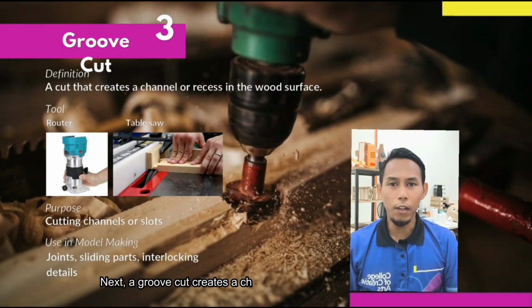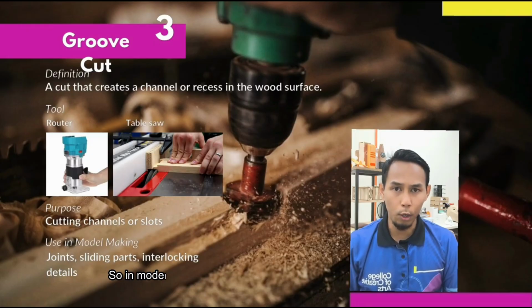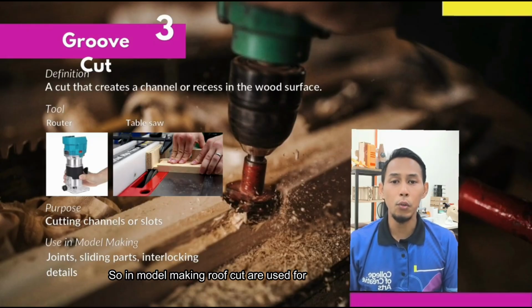Next, a groove cut creates a channel or recess on the wood surface. It is used to make slots or channels. Tools for groove cut include the router and the table saw. So in model making, groove cuts are used for joints, sliding parts, and interlocking details.